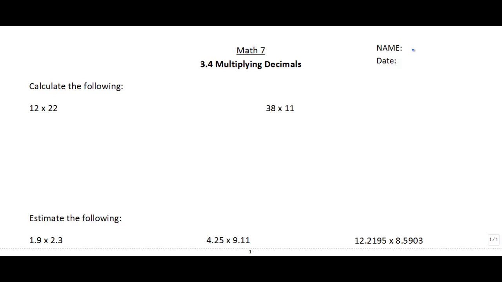All right, class, welcome back. This is section 3.4, and this is all about multiplying decimal numbers together. You can start by writing your name in the top corner and today's date.